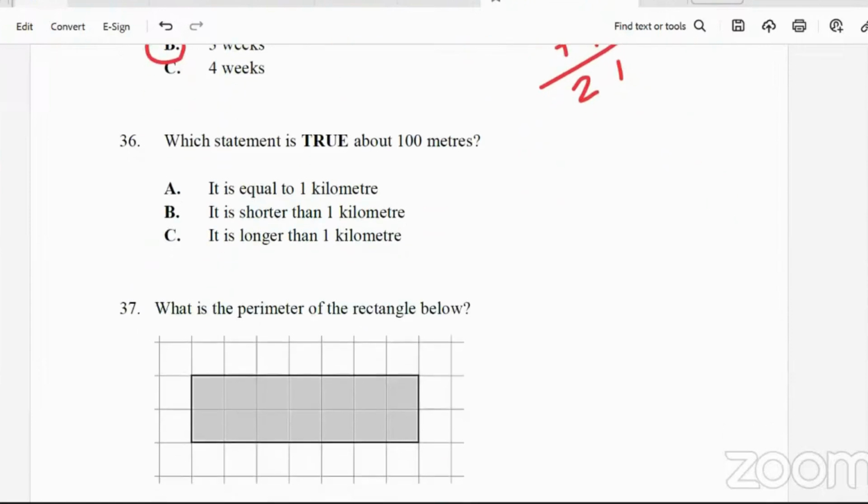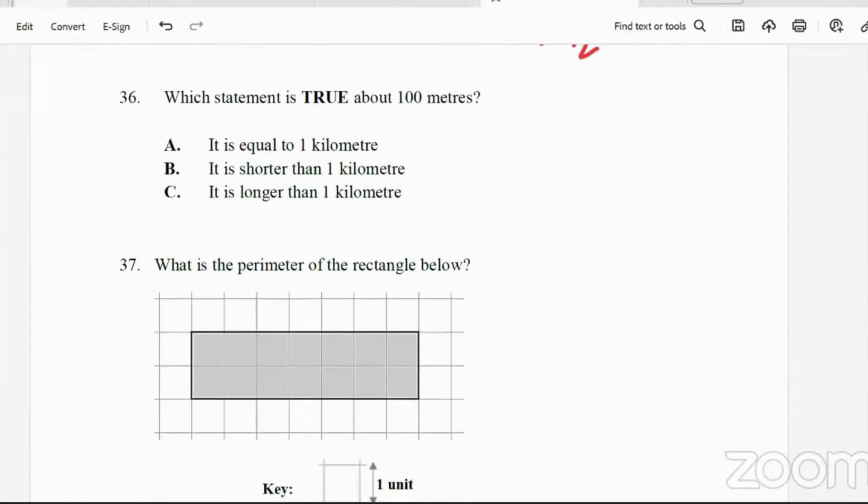Question 36. Which statement is true about 100 meters? Is it equal to 1 kilometer? Is it shorter than 1 kilometer? Or is it longer than 1 kilometer? Again, you guys have to know about the metric system and how to convert from one unit to the other. So how many meters are in 1 kilometer? It's actually 1,000.